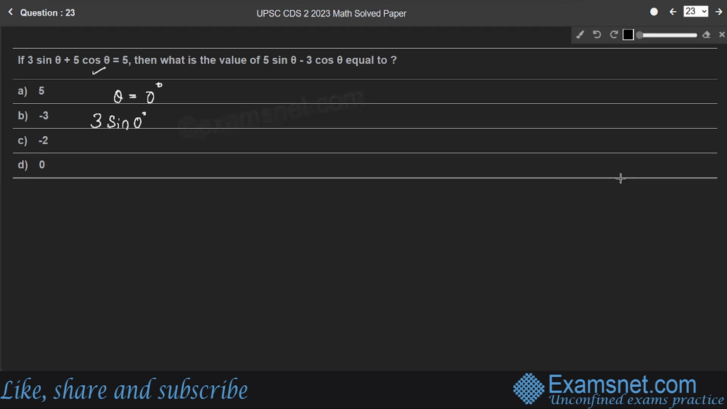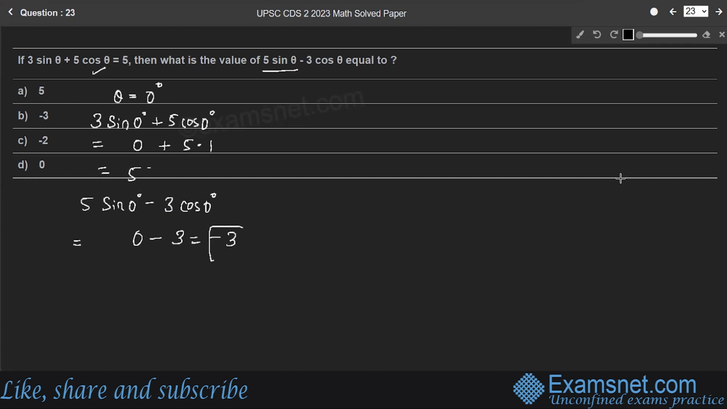So 3 sin 0 plus 5 cos 0 degree, which is nothing but sin 0 is 0 plus 5 into cos 0 is 1. Therefore, we have 5, right? So if theta is equal to 0 degree, what is the value of 5 sin theta minus 3 cos theta? It becomes 5 sin 0 degree minus 3 cos 0 degree, which is 0 minus 3, equal to minus 3. Therefore, minus 3, option B is the right answer, right? So this is one method.